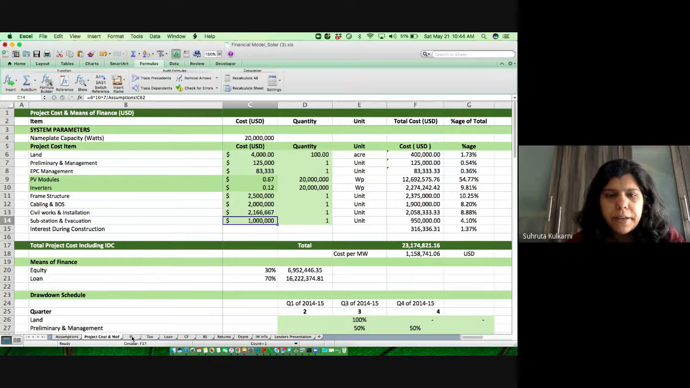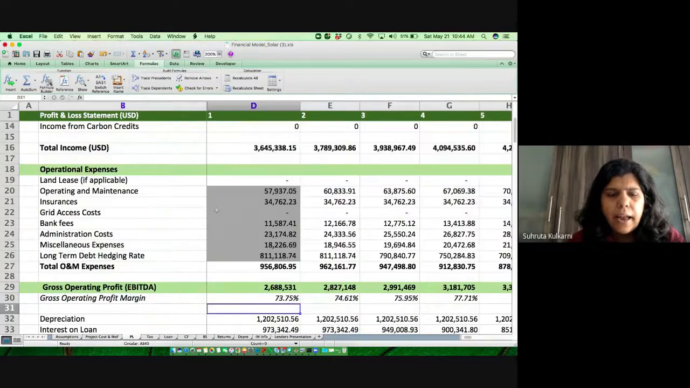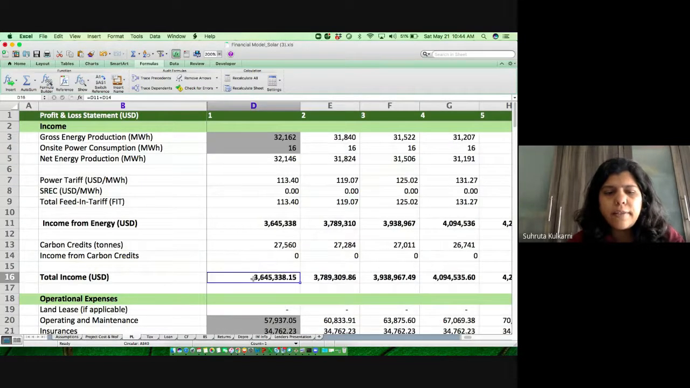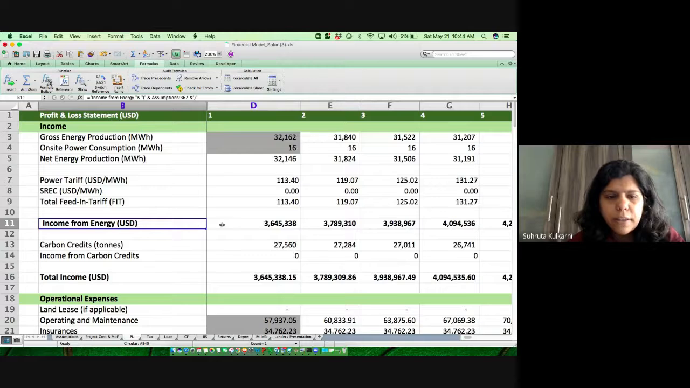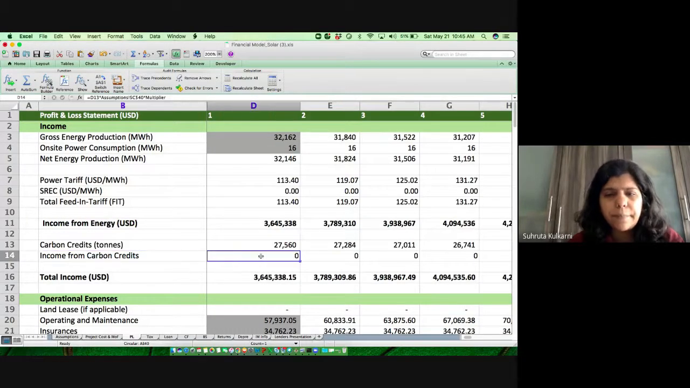Let me go to the P&L. Okay, and I have something called total income over here. Now there is some formula here. Now here it is quite simple, right? D11 plus D14. So you can easily say, acha, D11 is this income from energy and D14 is this income from carbon credits, which is easy, right?